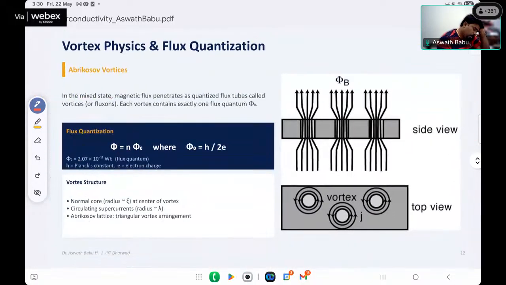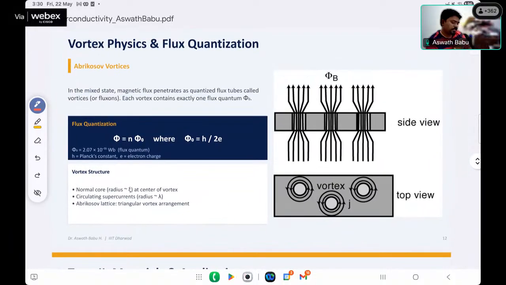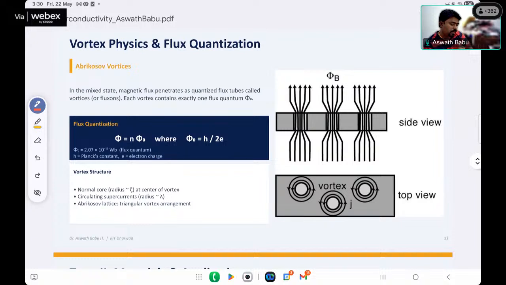Now I was talking about this vortex physics. If you see from the side, there are locations where the field lines are allowed to travel through. This is a side view. If you see from the top, because of the field lines going through, some currents are generated inside the material. The magnetic field induces the current. Here J is the current density, and these are the magnetic flux, which is the magnetic field multiplied by area.